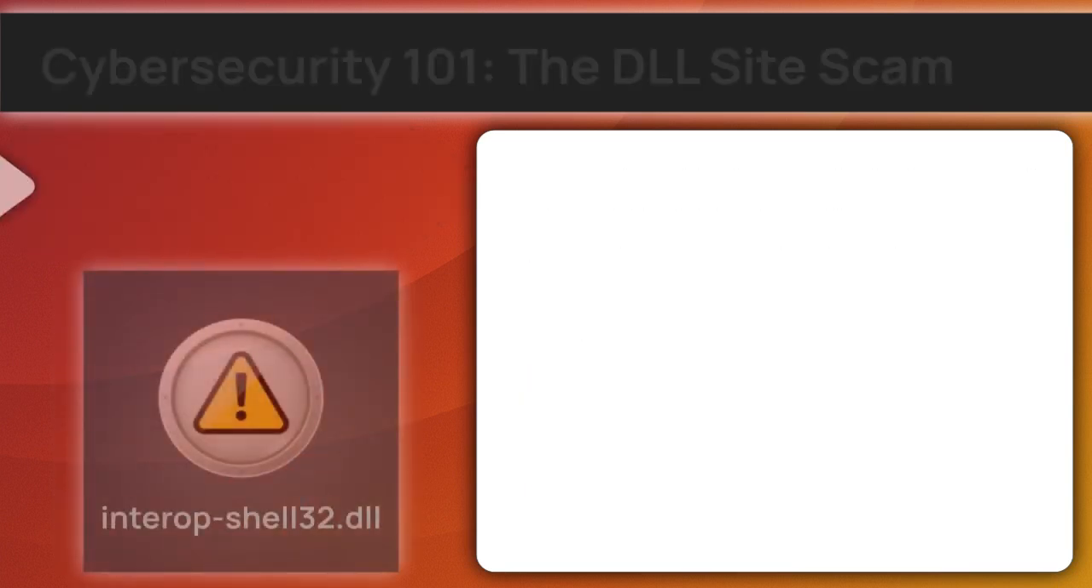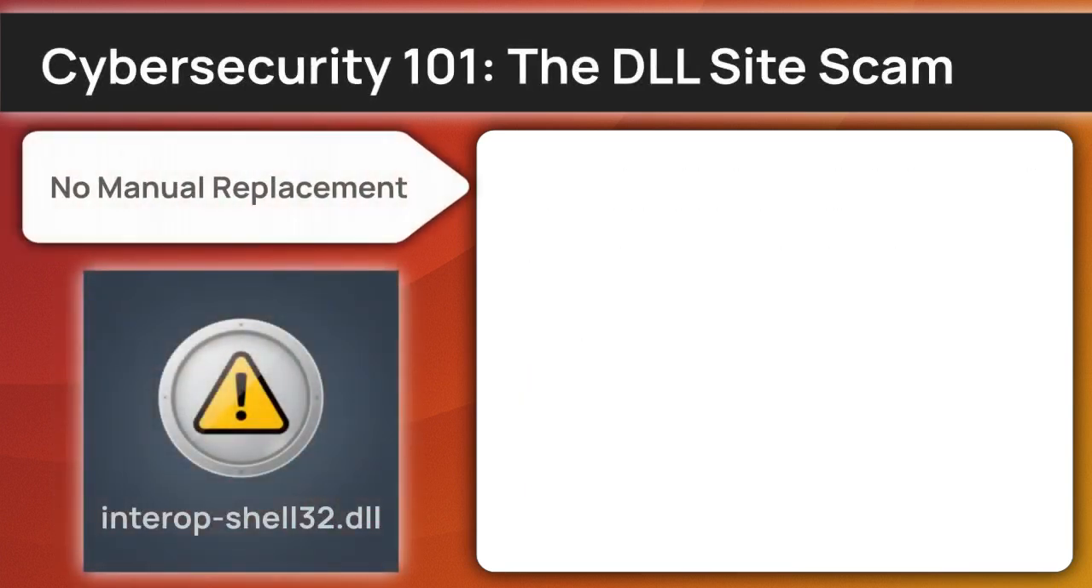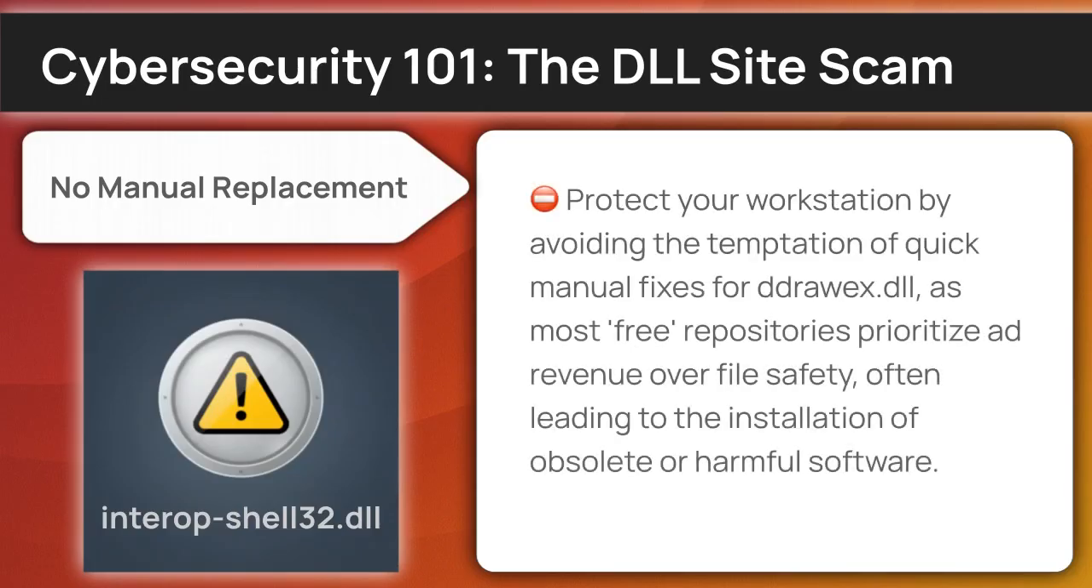As we finalize the restoration, it's important to observe standard security protocols regarding system files. Do not let a minor runtime error escalate into a total system rebuild by attempting to force install Interop shell32 DLL into directories where it does not natively belong.